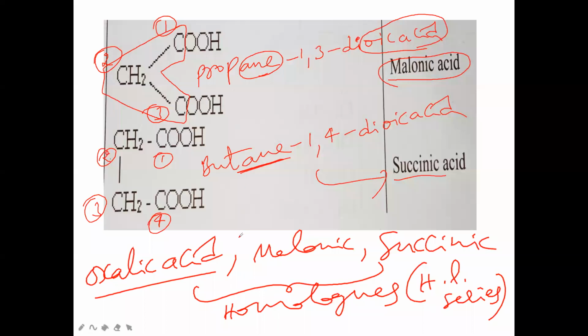So why homologous members? One homologous member and the other will differ by what? CH2. Between oxalic acid and malonic acid, the difference is a CH2 group. And between malonic acid and succinic acid also, CH2. So if between 2 consecutive members the difference in molecular formula is a CH2 group, those members are called homologous members, otherwise homologs. And the series of compounds is called a homologous series.